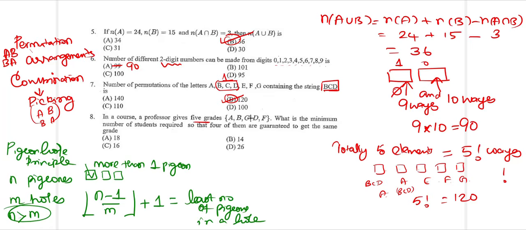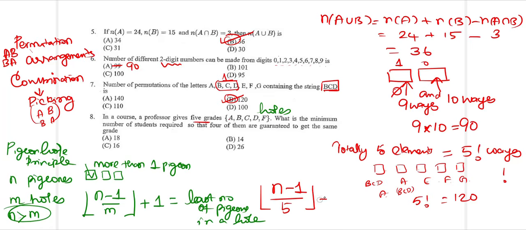Now these 5 grades are going to be my holes. I want the number of students such that 4 of them are guaranteed to get the same grade. So in at least one of the grades, at least 4 people must fit in. The number of students is not known to me, that is, the number of pigeons is not known to me. In which case, what happens over here? n is not known, minus 1, divided by the number of grades, the number of holes I have, which is 1, 2, 3, 4, 5. This 5 is known to me.